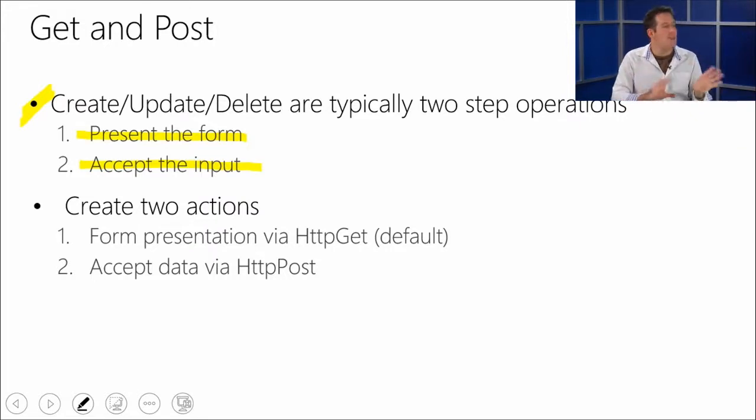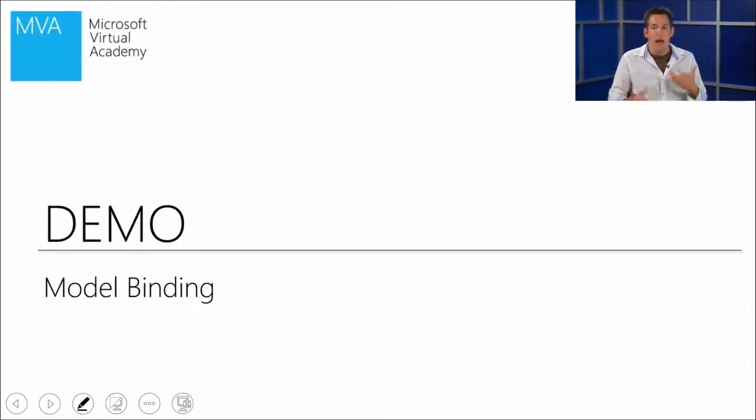With MVC, that's not going to be the case. For each step, we are going to need a brand new action. And what we need to tell MVC is how the user is going to eventually call this. So again, it's going to be GET, here's your form, and then POST, and that's going to accept all the input from the user. That's your typical pattern: you present your form using GET, and then you accept your data by utilizing POST. Let's go in and take a look at doing this.